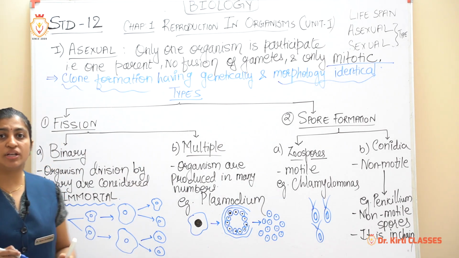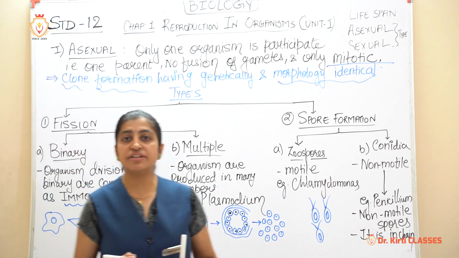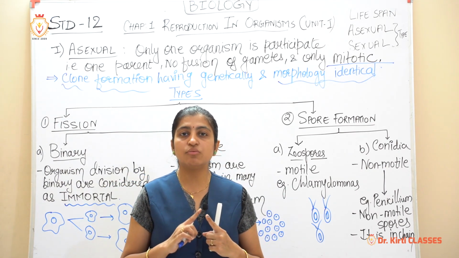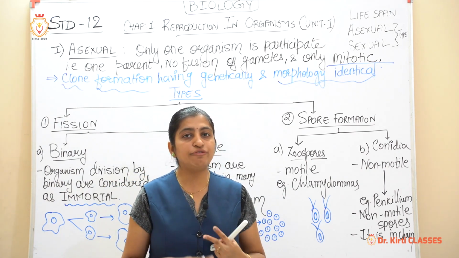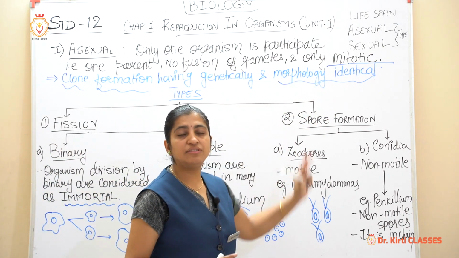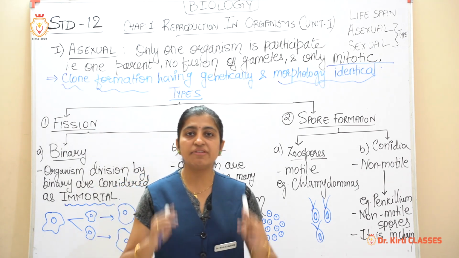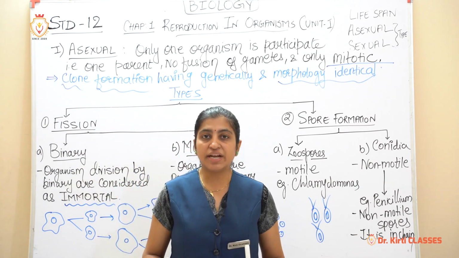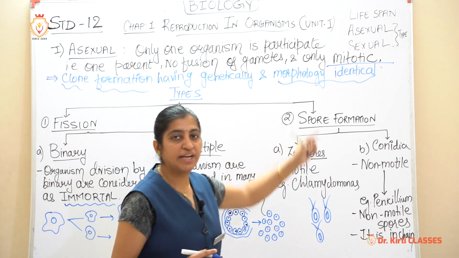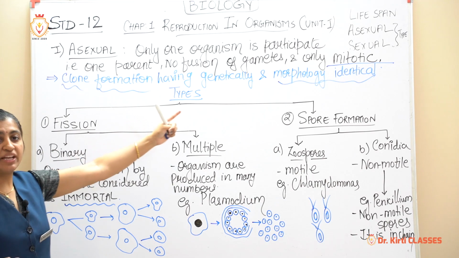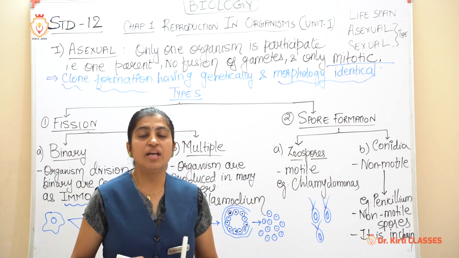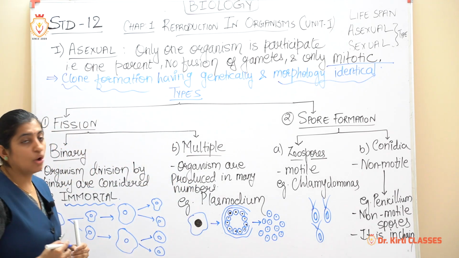So that is the introduction and definition of asexual reproduction and its characteristics. Number one, one parent: a single organism takes part, with no fusion of gametes. Clone formation by mitotic division, so the offspring are genetically and morphologically the same, identical, like the single-cell parent organism.